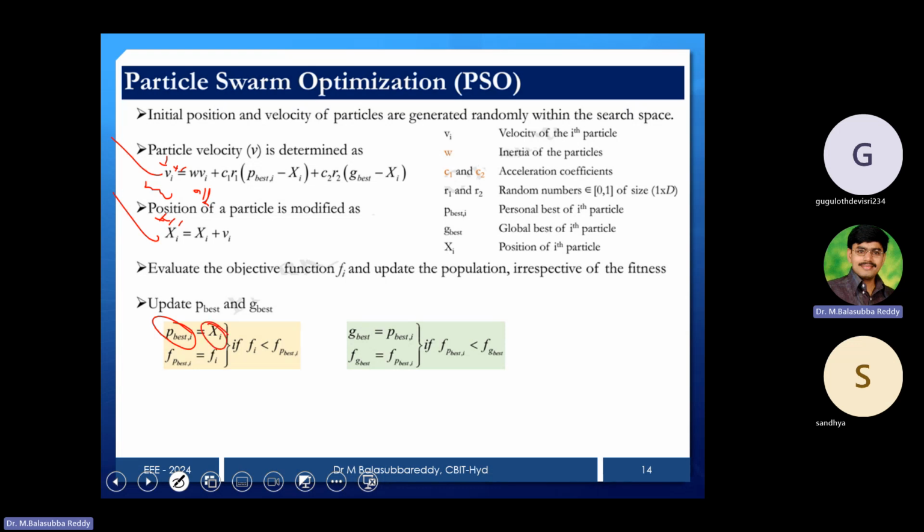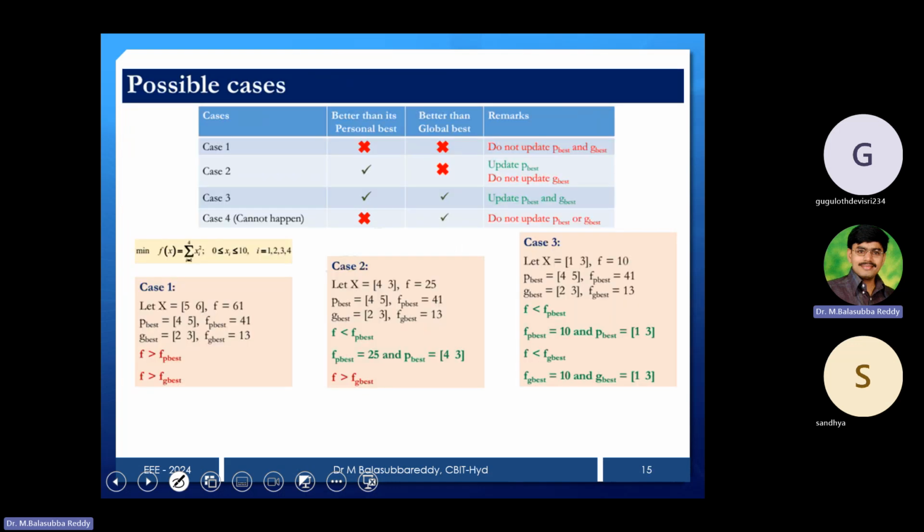Now that's what we can see with P best and xi. So what we have to assign: if the function value is less than the P best value, we go with this. Otherwise, if it is a global, more fit value than that, we can consider it as the G best.